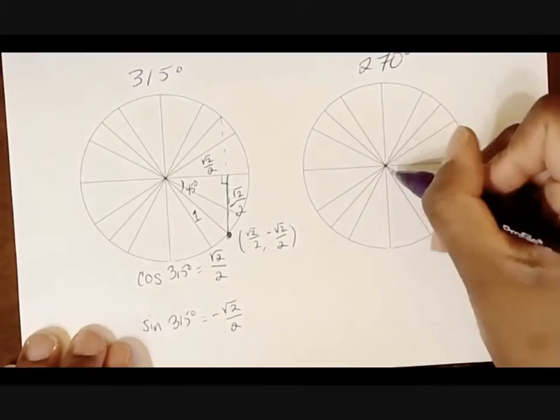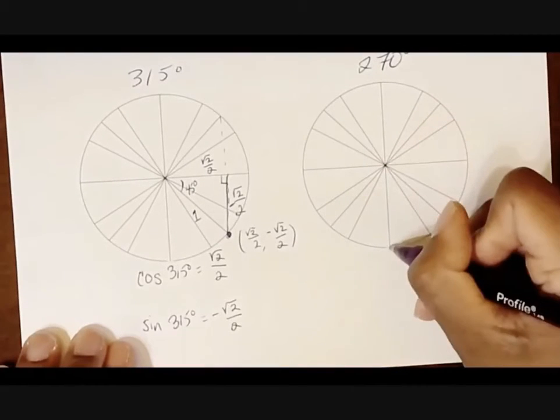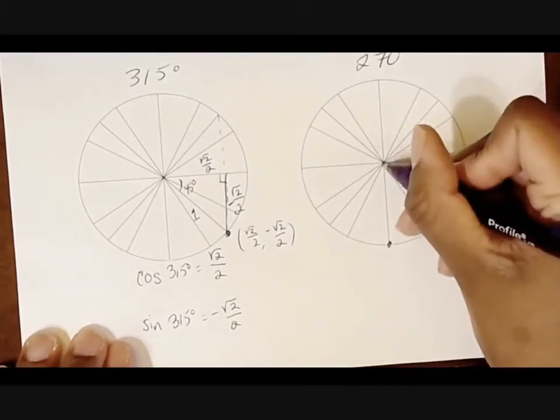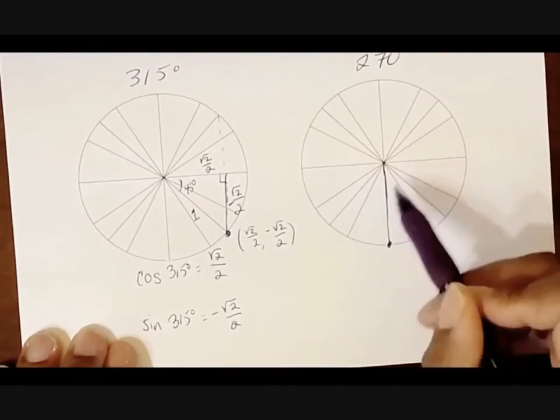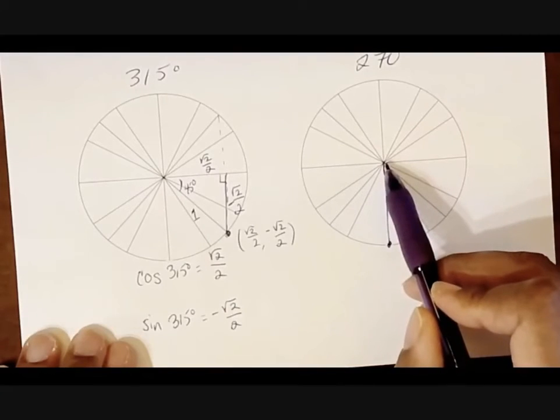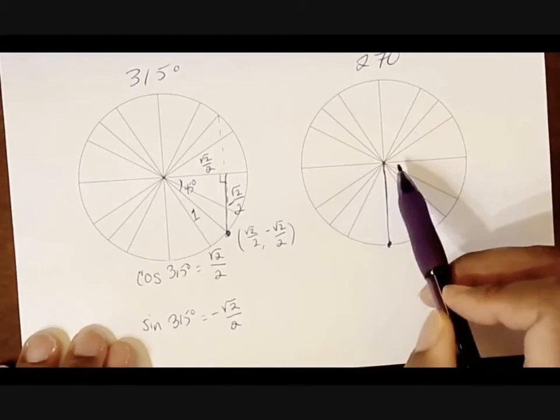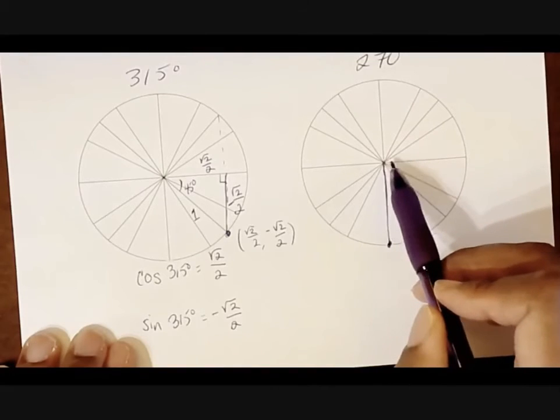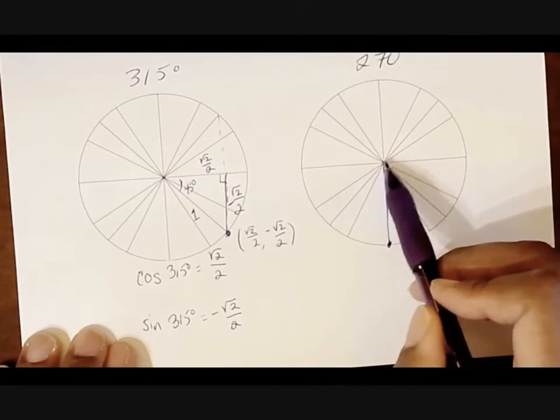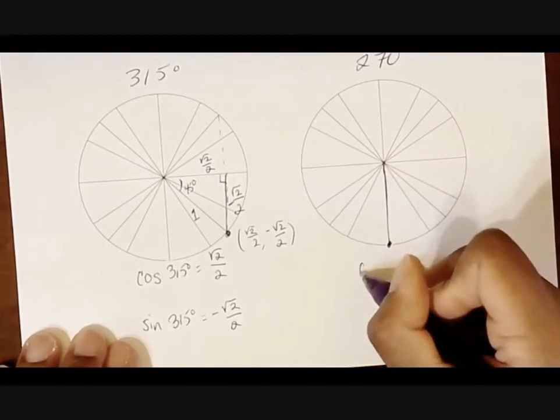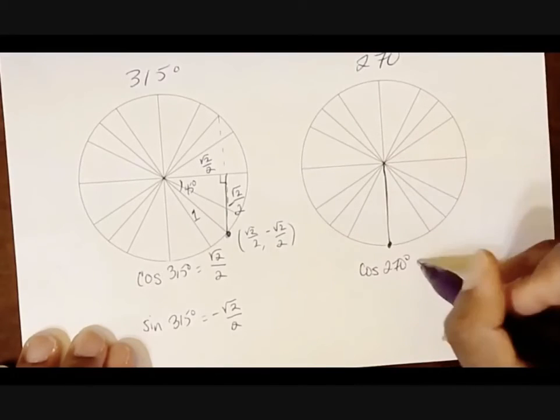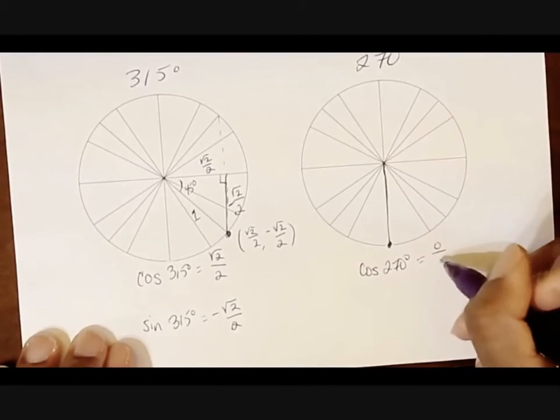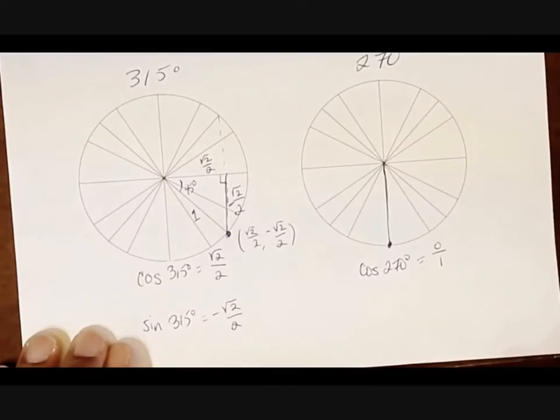So now we get to 270. So at 270, you'll notice we have no triangle that is formed because there is no movement horizontally. So since there's no movement horizontally, there is no adjacent side. So for cosine of 270, your adjacent over your hypotenuse, well, there's no adjacent side, so it's 0 over 1 because the hypotenuse is still 1. And your answer is 0.